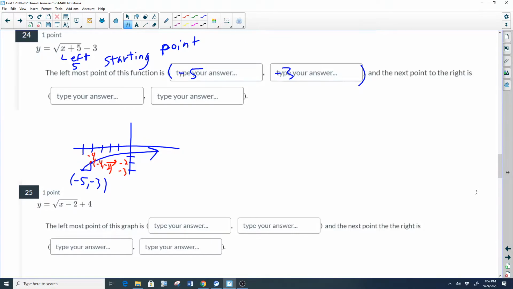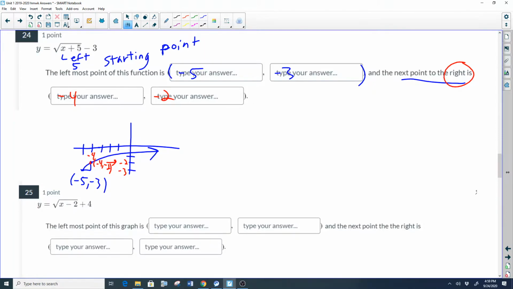This point right there is the next point to the right. Next point to the right. So we're going to do -4 because we go to the right towards 0, and then we go up. That's part of our graph. So (-4, -2). If you have Desmos, we'll do the next one with Desmos.